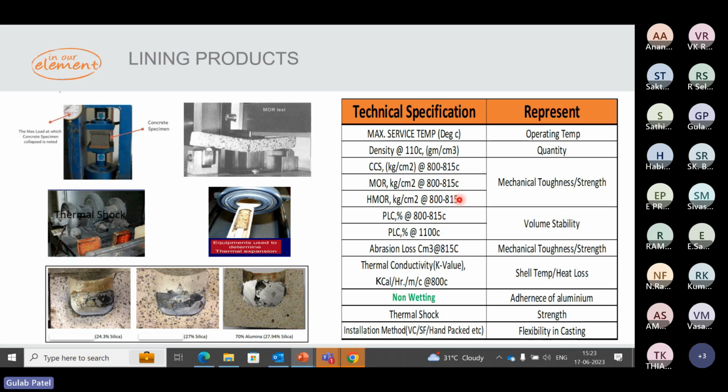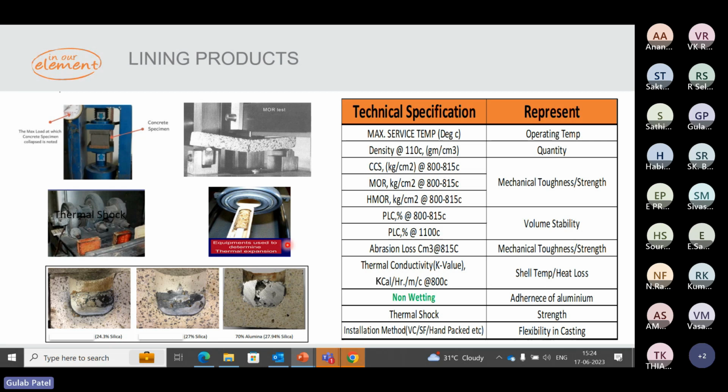Then installation method. There are different ways those products can be installed, like vibrating castable or self-flow. There are certain areas where this is very critical, so we have to find out whether this product is suitable for installation in those areas. So I mean to say that when we are going to select the product, those are the properties we have to consider apart from the percentage of alumina.